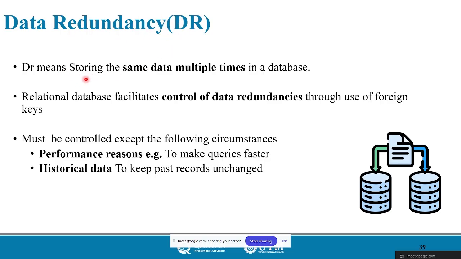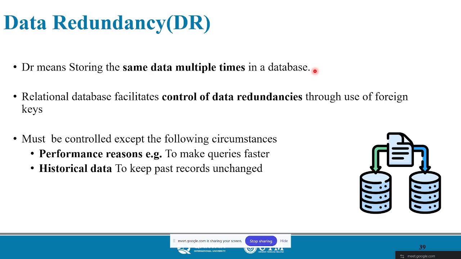Now, DR means storing the same data multiple times in a database. Someone might ask, well, if I have a database, why should I have the same data multiple times in it? Actually, I'm saying that this is a problem and you should never allow this. However, it sometimes happens, and sometimes for good reasons. Now, relational databases facilitate control of data redundancy through the use of foreign keys. If I want to have data in three tables, a relational database says, please do not duplicate this data. Instead, I will give you a foreign key, and if you want that data, just call it using the foreign key, and I will show you.